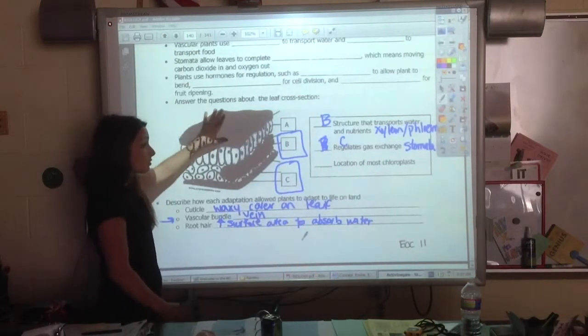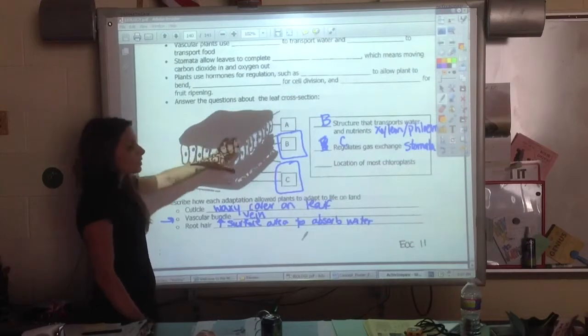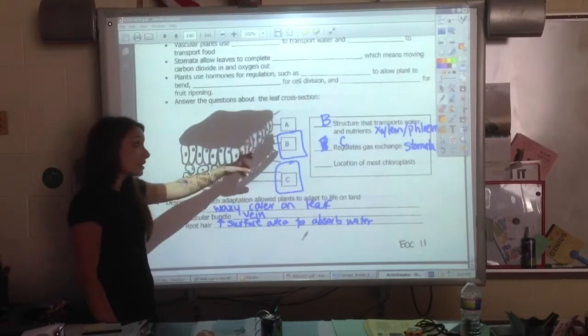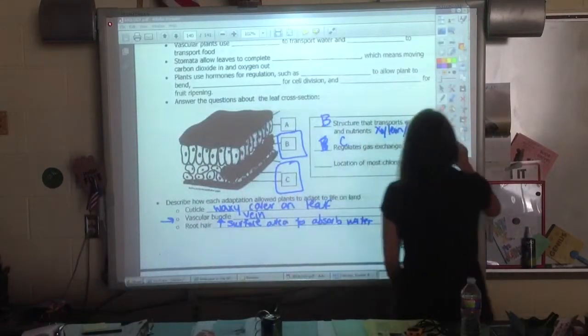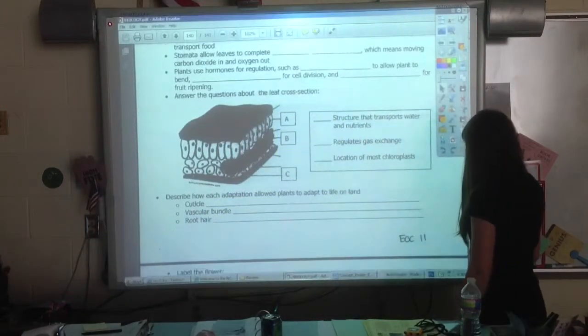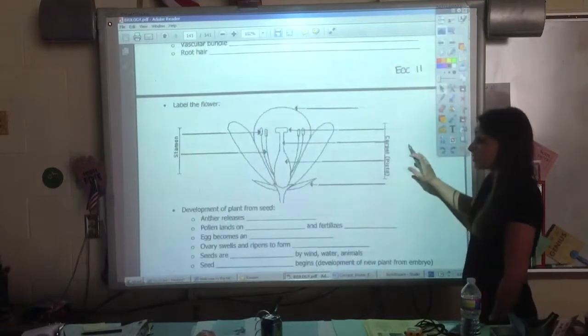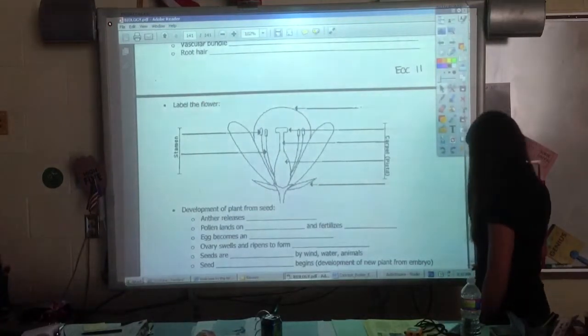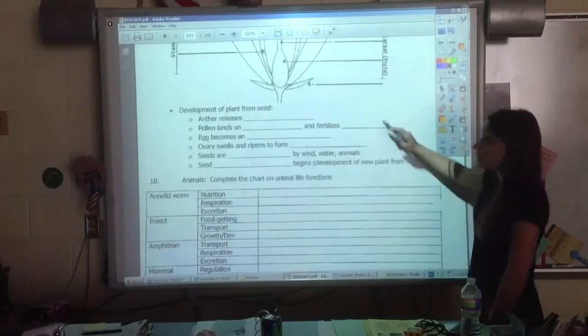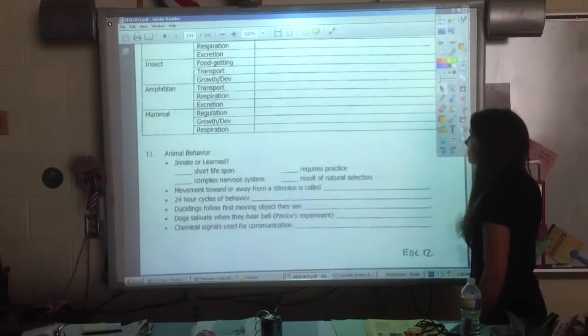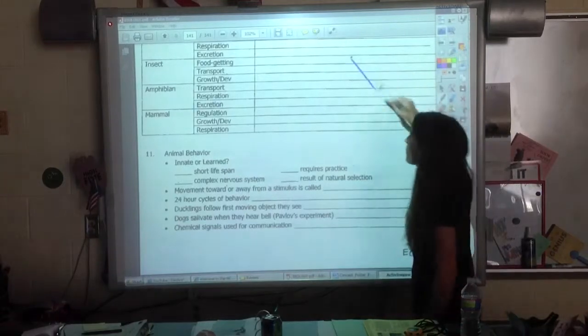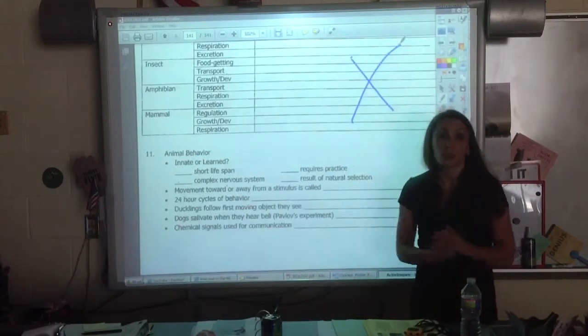So you really need to be able to identify what a stomata is and what the vascular bundle is. The last part of the notes, the EOC study guide, asks you to label a flower, which you should be able to do, and to look at the development of a plant. We did cross out number 10, and you should be able to do number 11.